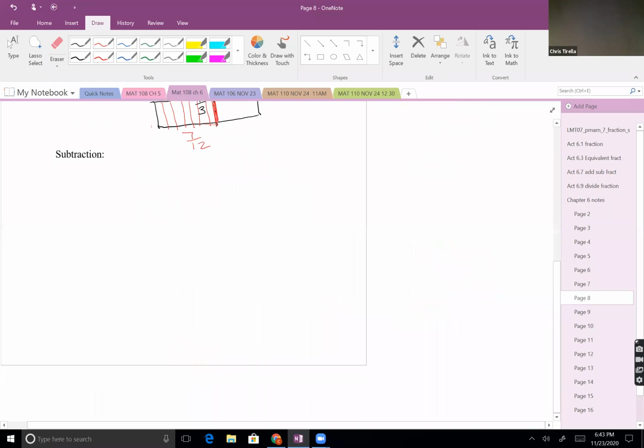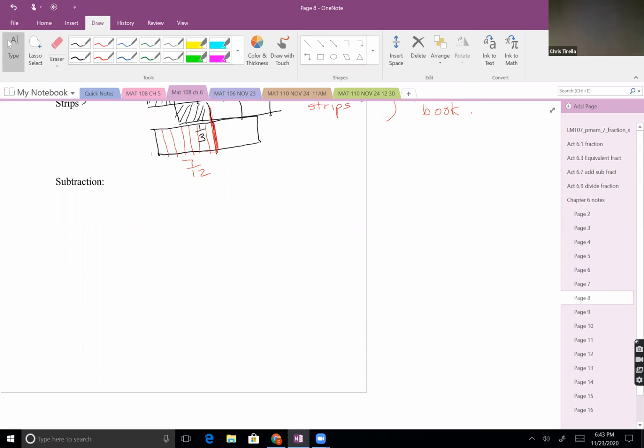when we look at subtraction with rational numbers, we can look at a couple of different models. One model would be the takeaway model. And so let's say I have 7/6 minus 2/6.